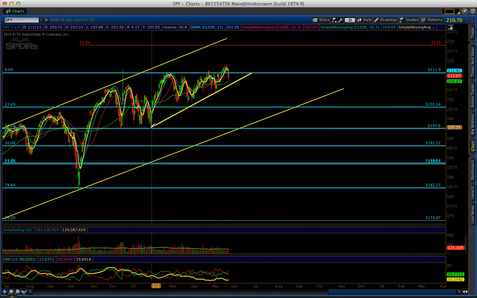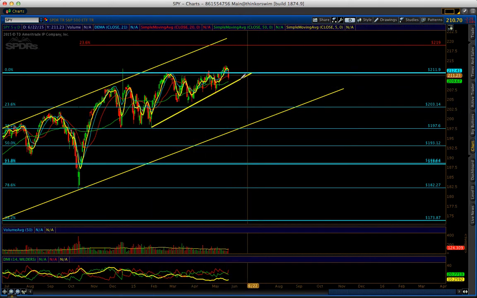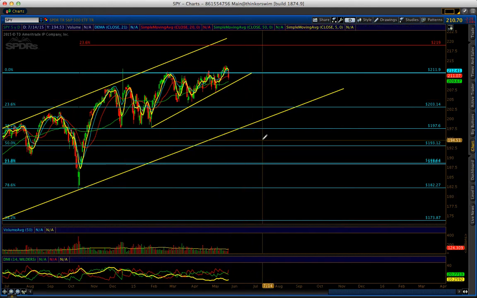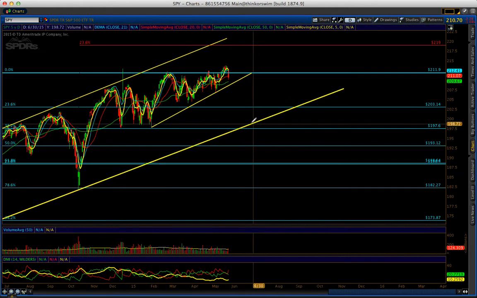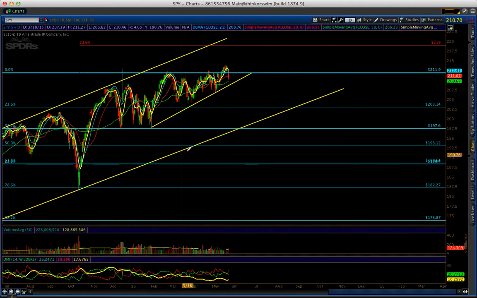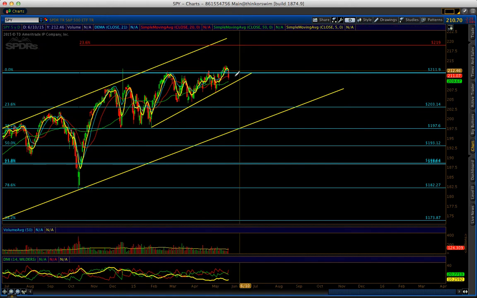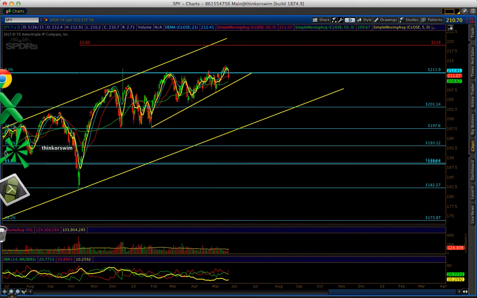So now we're going to start watching the support right here. If it breaks down, then we're going to go short, and the target will be the bottom of the major multi-year channel, which is this green yellow line. So keep an eye on this short-term support or also the 50 simple moving average.